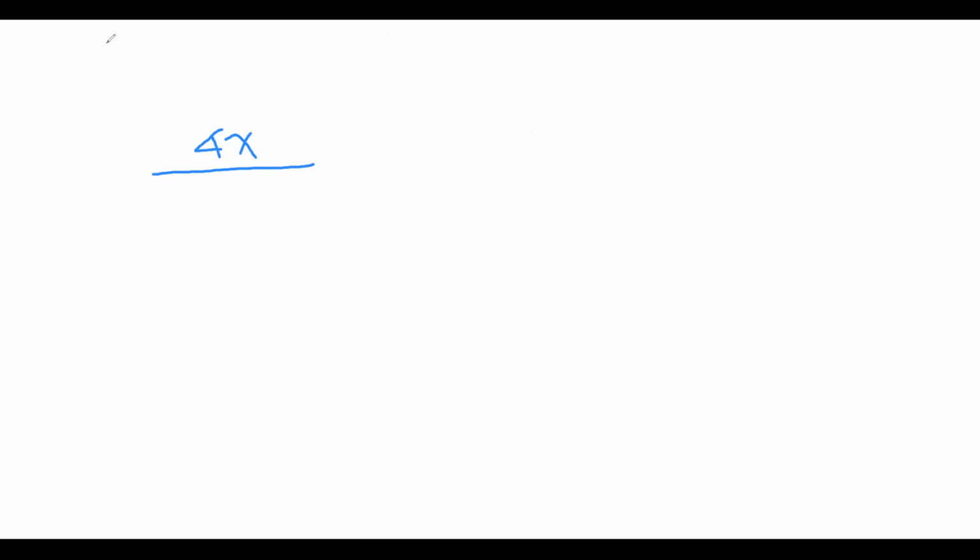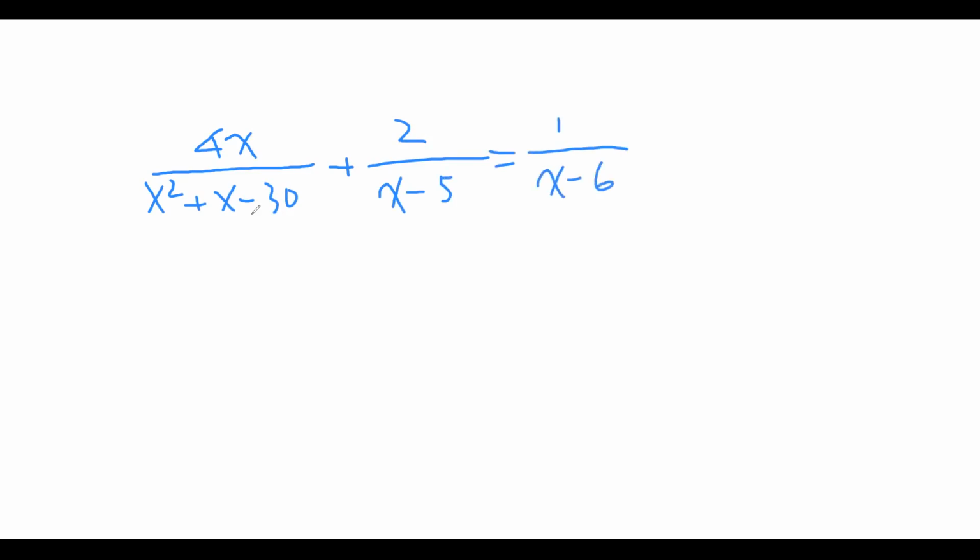Okay, so let's see this one. So this is x. This is a little bit complicated, right? Compared to the earlier cases, this one will be more complicated. So how do we do this one? The same thing: we need to find the least common denominator, the LCD, all right?